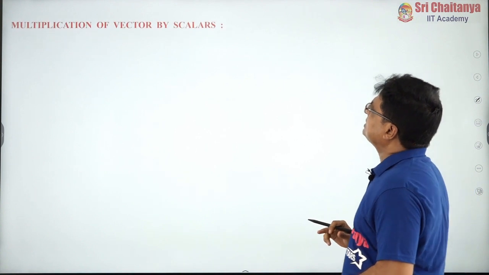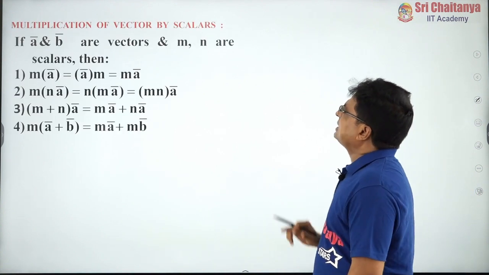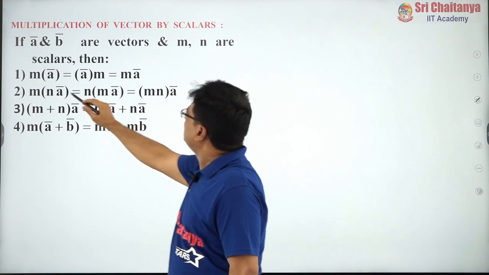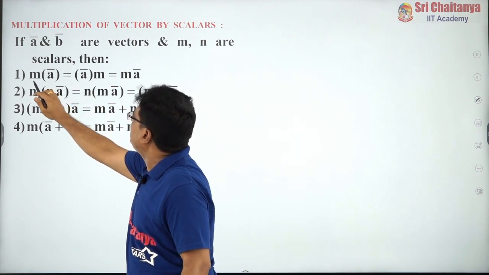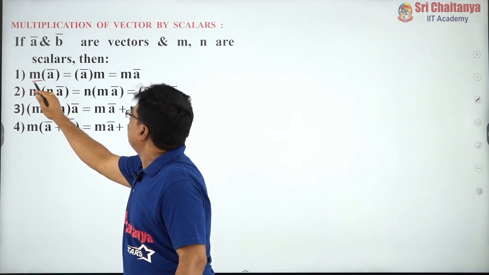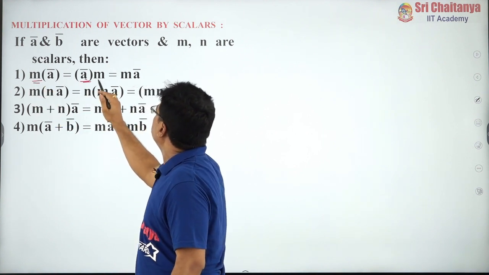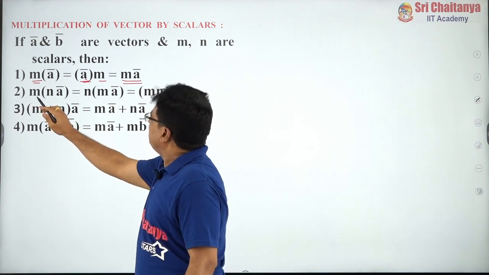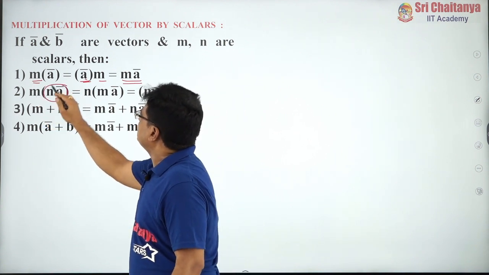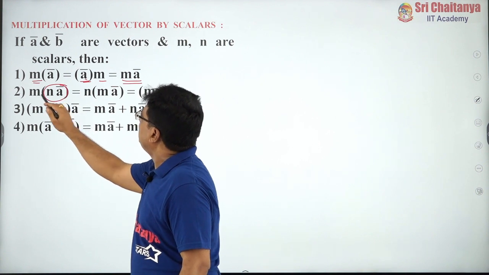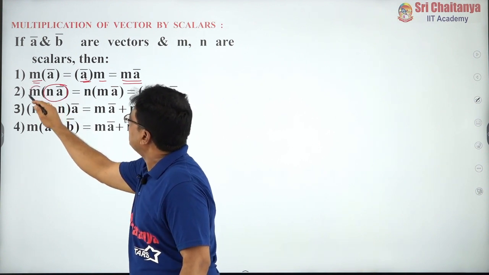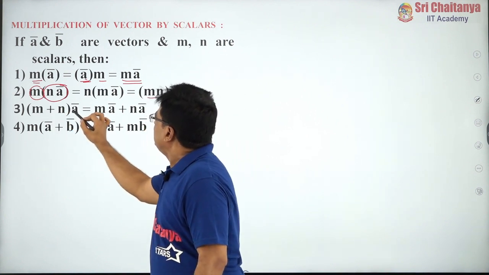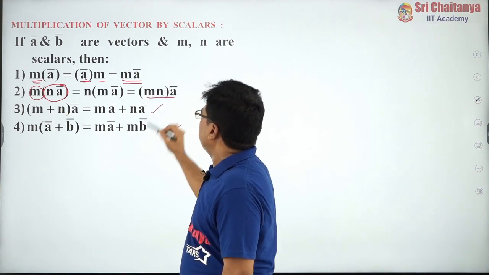Now, coming to multiplication of a vector by a scalar. If A bar and B bar are two vectors and M and N are scalars, then the first property is, if you multiply the vector with a scalar M, that is A bar into M, ultimately it comes MA bar. Similarly, NA bar is a scalar multiple of a vector; if you multiply this with another scalar M, ultimately you will get MNA bar. Similarly, M plus N into A bar is equal to MA bar plus NA bar.